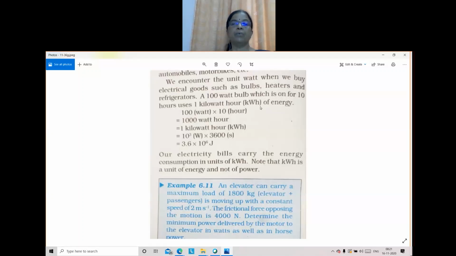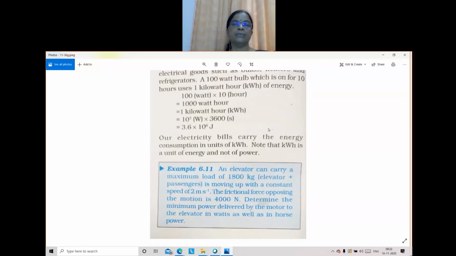So 1 kilowatt hour. 1 kilowatt is 1000 watt. Hour. So we can write 1000 watt into 1 hour. How many seconds? 3600 seconds. So 1 kilowatt is 1000 watt, 10 raised to 3 watt, into 1 hour is 3600 seconds. So this we converted into SI system: kilowatt and hour we have converted into watt and seconds. So now the units are in SI system, watt second, and that is joule. So 3.6 into 10 raised to 6 joules.